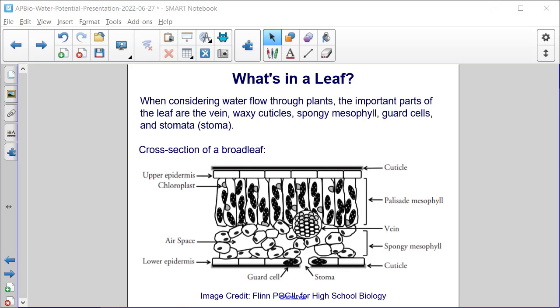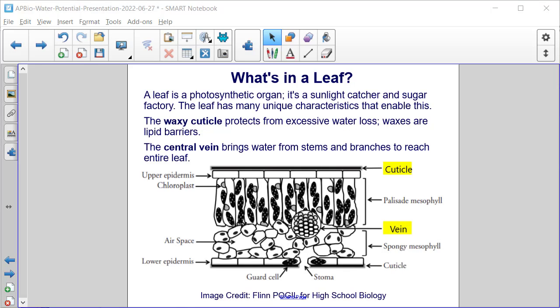So imagine taking a broad leaf and cutting it in half so that you could see from top to bottom inside the leaf. We're going to look at each of these important parts in the next few slides, but you can see some of them here. The cuticle at the top and bottom, guard cell, spongy mesophyll. So let's take a look at them.